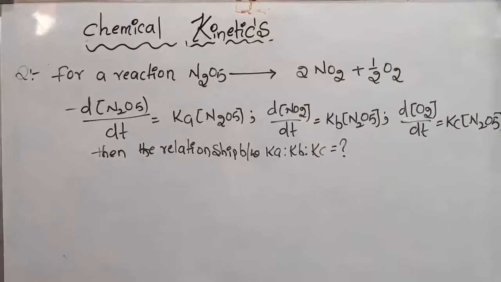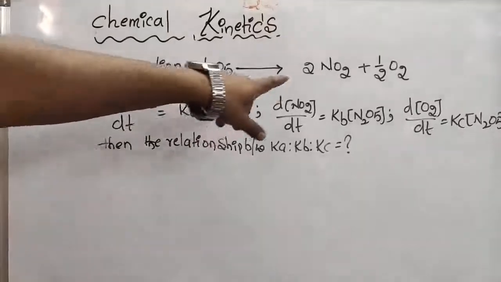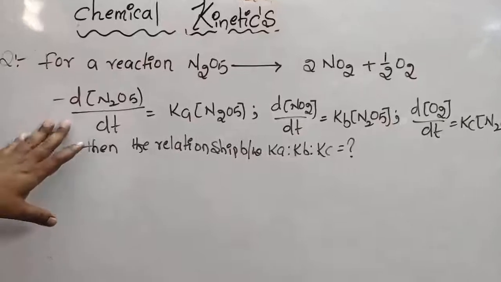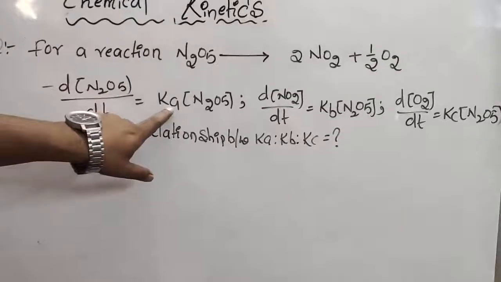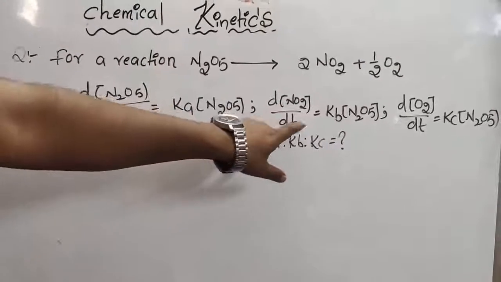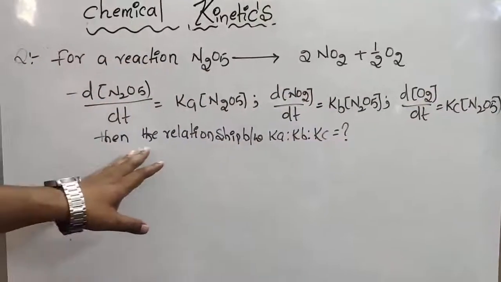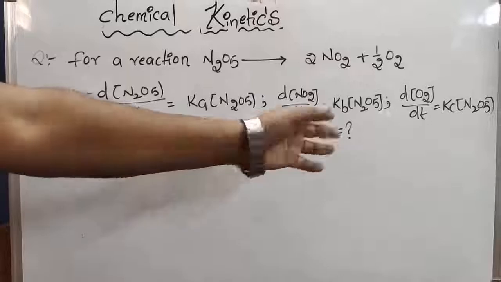And the first question is: for a reaction N2O5 gives rise to 2NO2 plus O2, and -d[N2O5]/dt equals Ka[N2O5], d[NO2]/dt equals Kb[N2O5], and d[O2]/dt equals Kc[N2O5]. Then what is the relationship between Ka, Kb and Kc?